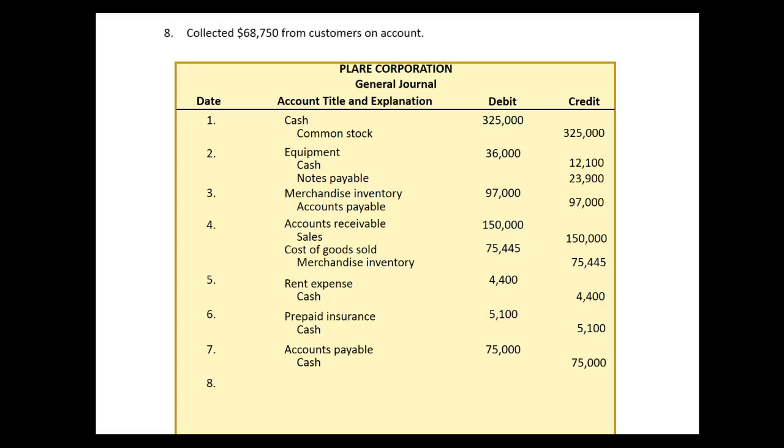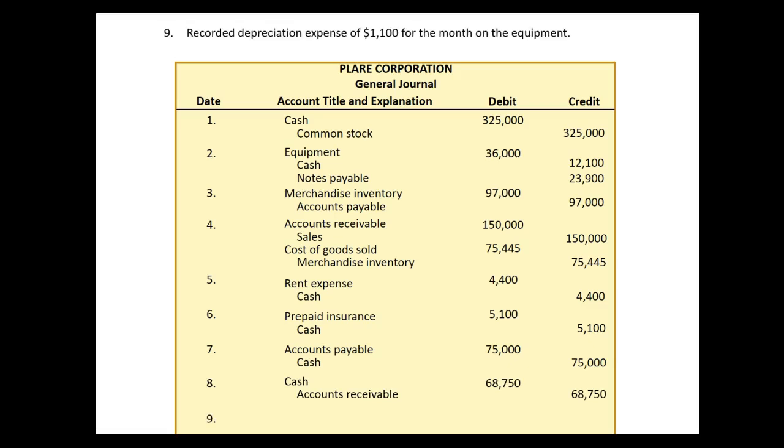Cash is an asset. Since we used cash, cash has a normal debit balance, so when we reduce it, we credit the cash. Then in number 8, we collected $68,750 from customers on account. So if we collected money, that means our cash increased. An increase in an asset is a debit to that account. Now, we had that previously as an accounts receivable, which is an asset. These customers no longer owe us this $68,750 because they've paid it to us. So we're going to reduce the asset accounts receivable by crediting the $68,750.